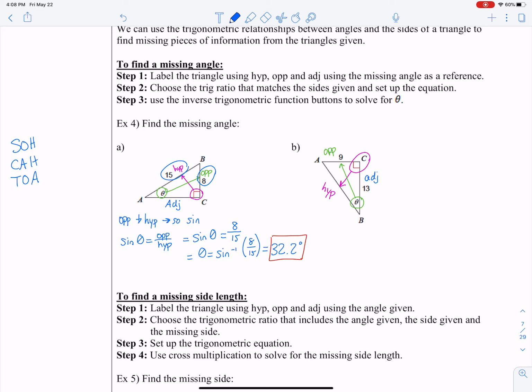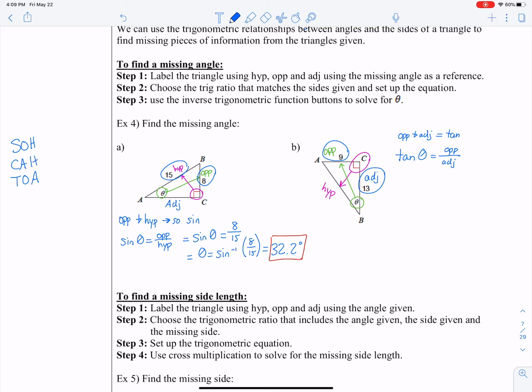Next, I'm going to circle the two sides that have numbers next to them. This one and this one. So I have opposite and adjacent. I'm now going to look at my ratios over here, and I'm going to find the one that has an O and an A. So the TOA is O and A. So that means tan. Opposite and adjacent is tan. So now I'm going to write my tan equation. Tan of an angle is equal to opposite over adjacent.